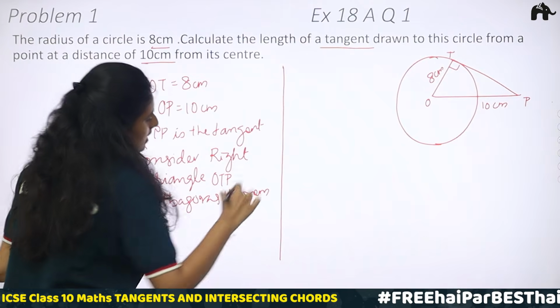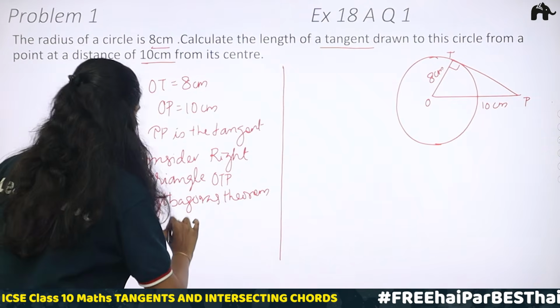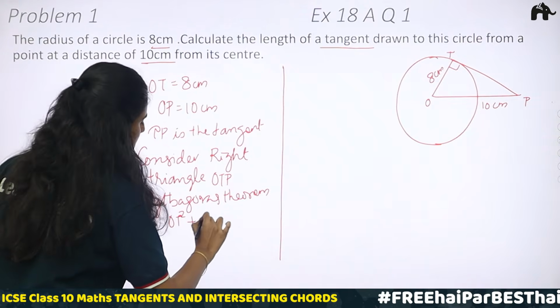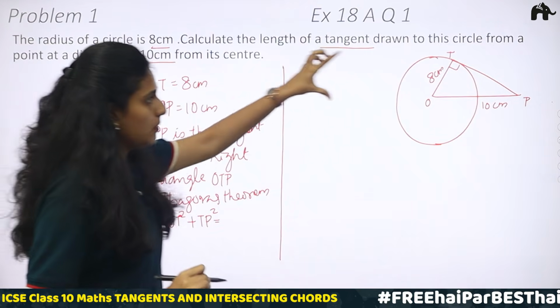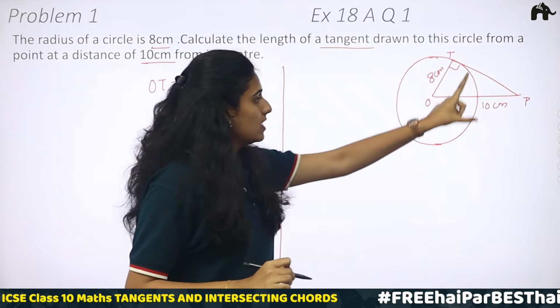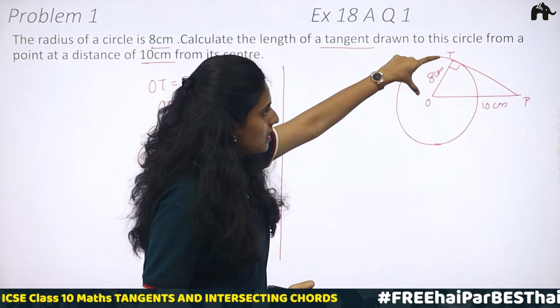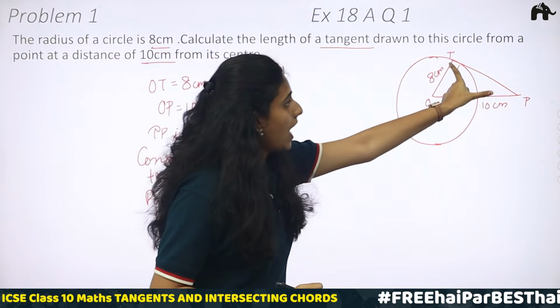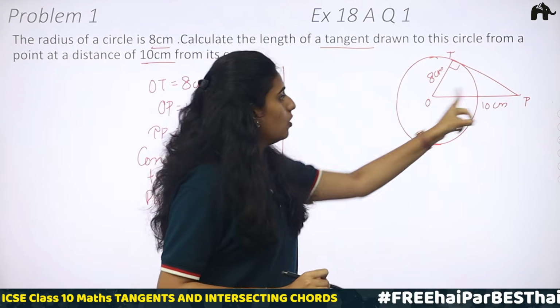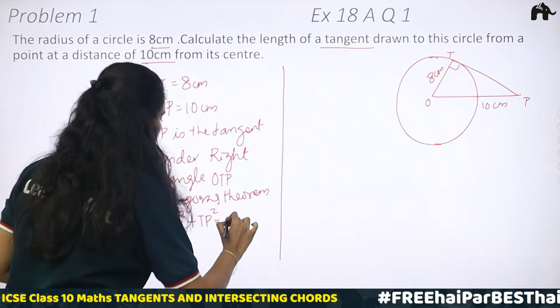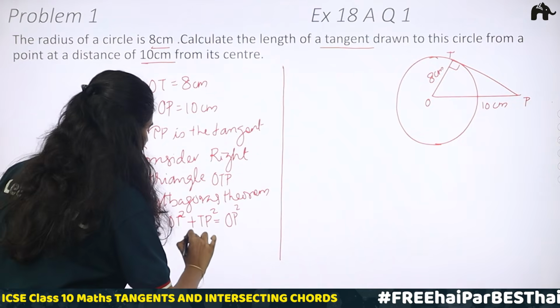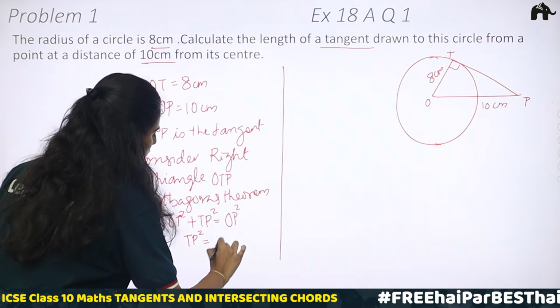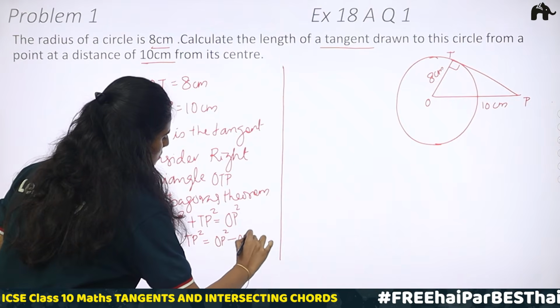According to Pythagoras theorem, we will be having OT square plus TP square equal to hypotenuse square. Base square plus height square is equal to hypotenuse square. Here I have taken base as OT and TP is the height. OP is the hypotenuse. We need to find TP. TP square will be equal to OP square minus OT square.